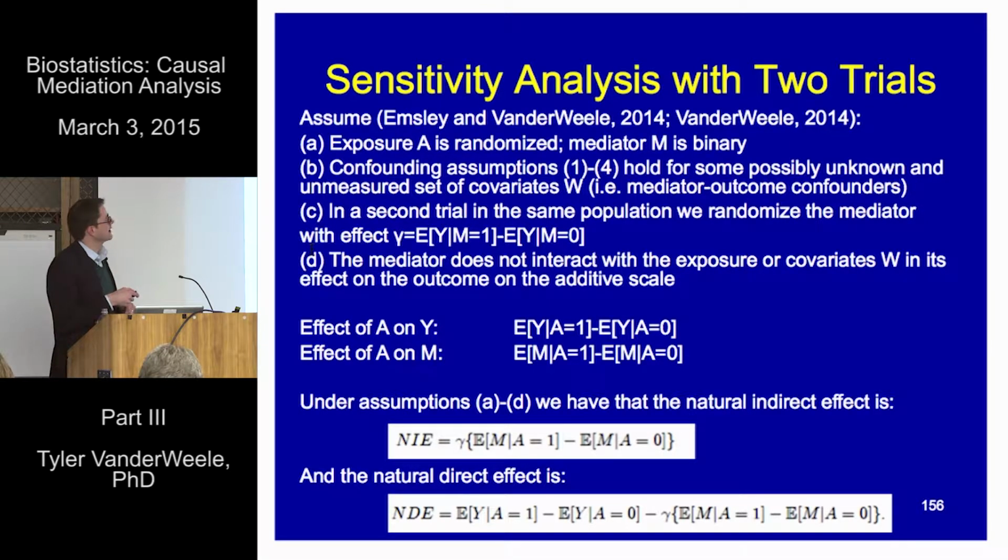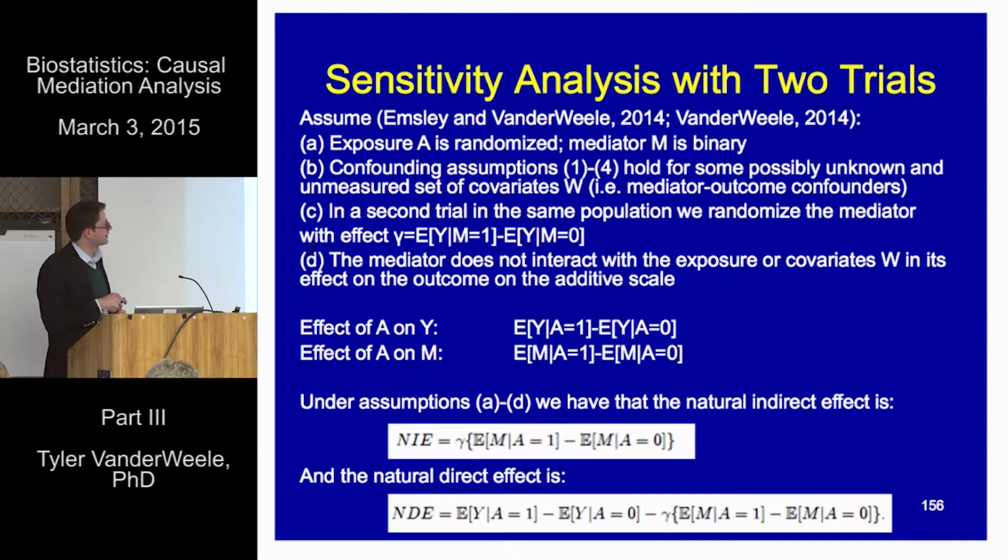We're going to assume that our four confounding assumptions hold for some possibly unknown, unmeasured set of factors, W. We don't need to know what they are, we just assume that they do exist. So really all this is doing is making that fourth assumption, that none of the mediator outcome confounders are affected by the exposure. But we don't need data on what those are. We don't even need to know what they are. So that's a relatively weak assumption. We're going to assume that in a second trial of the same population, we've randomized the mediator, so we can get the effect of the mediator on the outcome in our population.